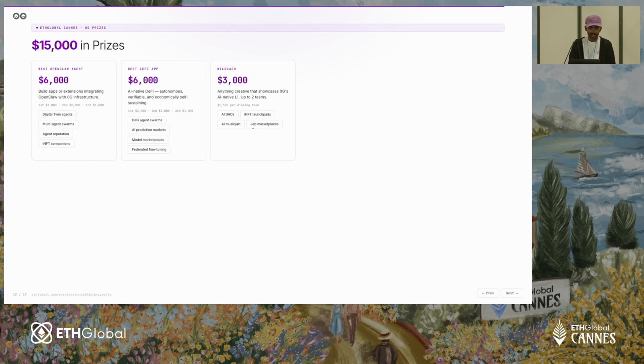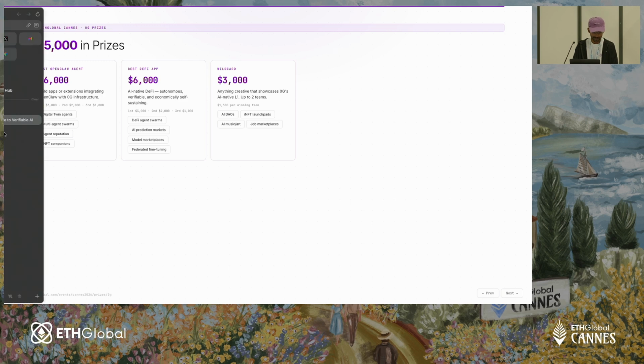I'll just give you a quick rundown of what we have at ETH Global. That's a quick rundown of what ZeroG is. We have a quick time crunch, so I'm just trying to wrap it up as fast as I can. We have $15,000 in total for the bounty: $6,000 for the best OpenClaw agent that can be built on top of ZeroG, $6,000 for a DeFi app, and $3,000 for a wildcard track. You can build anything on top of ZeroG which is not related to the first two tracks.